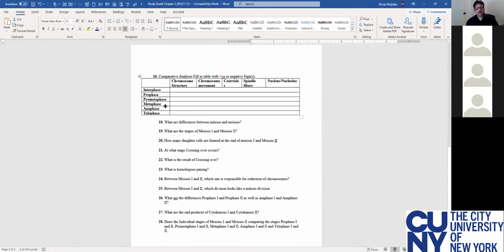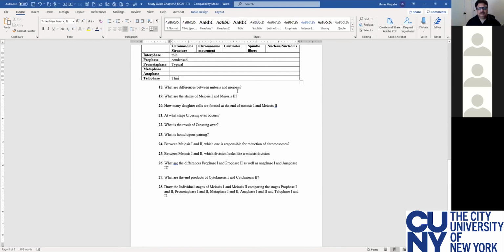Remember I went through this table. It helps you to review quickly the stages of mitosis in terms of chromosomal structure, chromosome movement, and centrioles. For example, chromosomal structure is thin in interphase. In prophase, the chromosome becomes condensed. In metaphase, it is typical chromosomes. Same here in telophase, again the chromosome becomes thin. So this way I want you to fill the table.